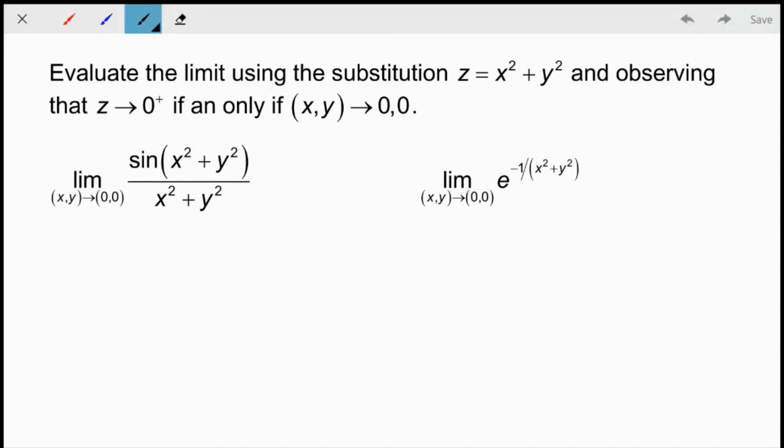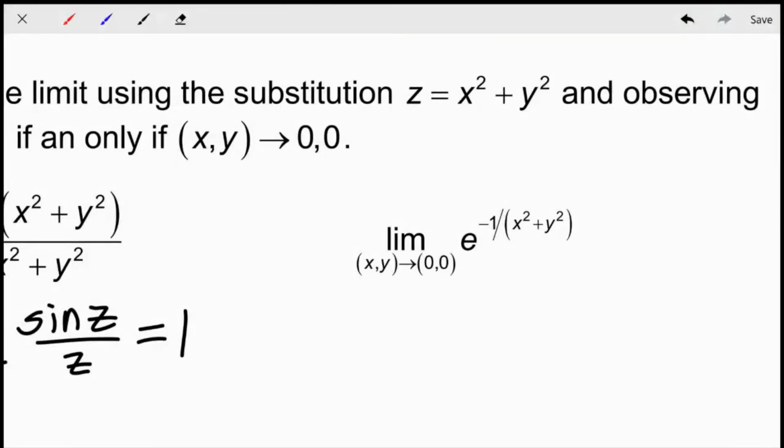So for us, what that means is I can rewrite this first limit, the limit as (x, y) approaches (0, 0) of sine of x squared plus y squared over x squared plus y squared, based on their given information, as the limit as z approaches 0 from the right of sine of z over z. So now I've rewritten that as a single variable limit, which I know is equal to 1. You either have that memorized or you could use L'Hopital's rule at that point and solve it out.